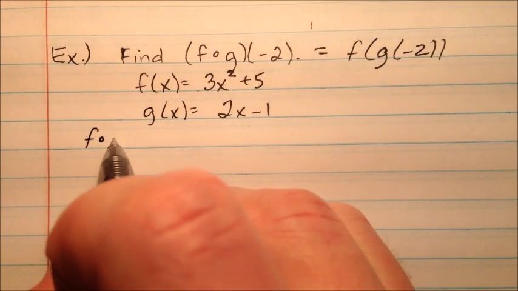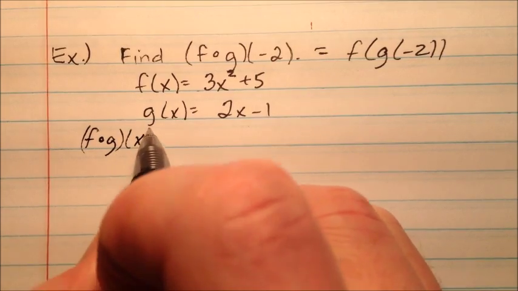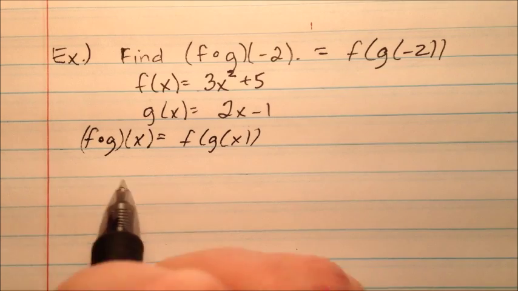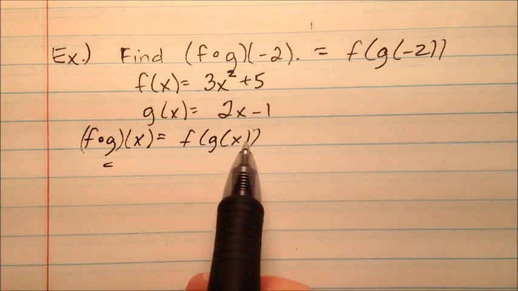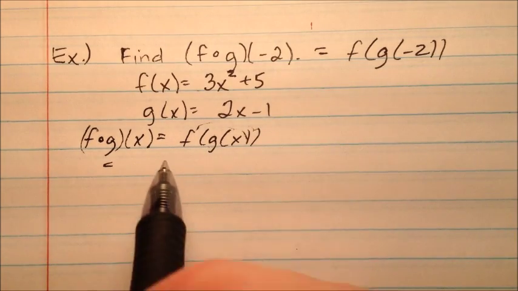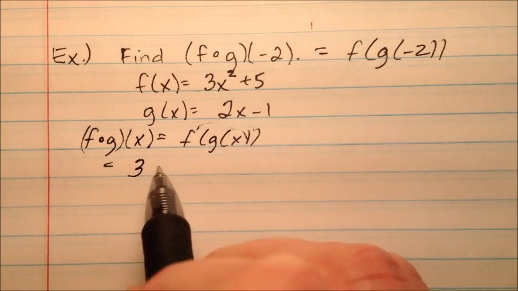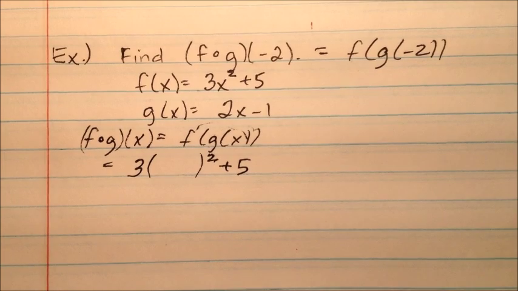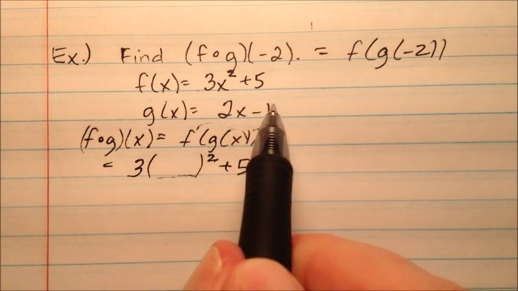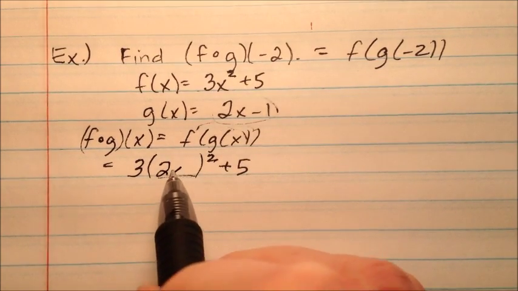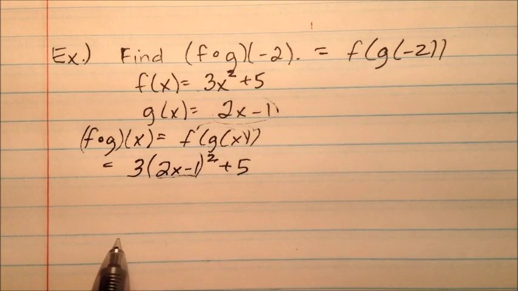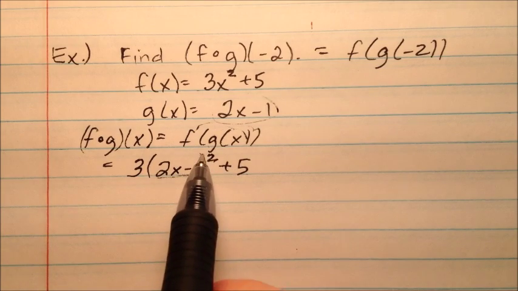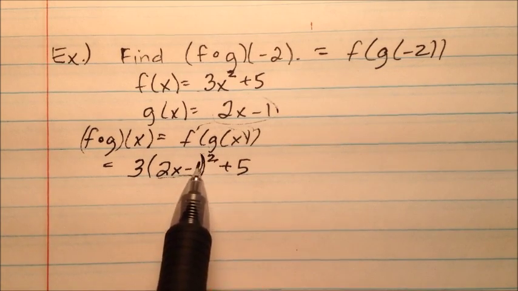So f circle g of x is going to mean f of g of x. So when we do that, we're going to put this g function into our f function. So f says 3x, or something, squared, and then plus 5. And what is that something? Well, that something is the g, so 2x minus 1. So at this moment, be really careful. You cannot distribute this 3 in here because this quantity is trapped by this squared up here.